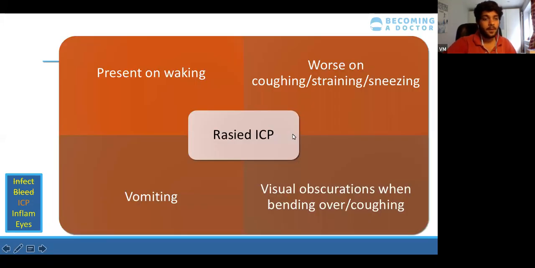Okay. All right, so those are the two main causes of secondary headache. We've gone through meningitis, we've gone through subarachnoid hemorrhage, and I hope you've started to think about the sort of questions you might want to ask.